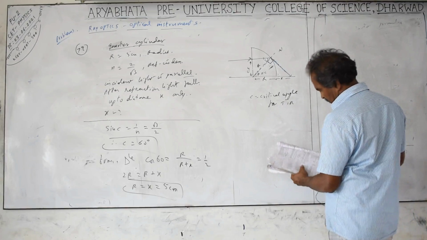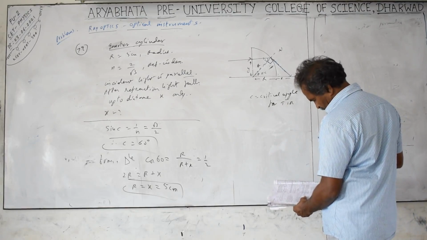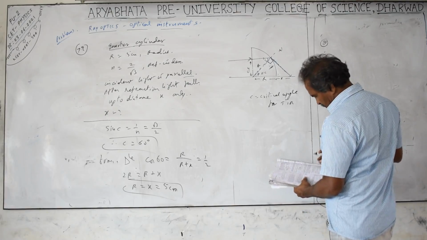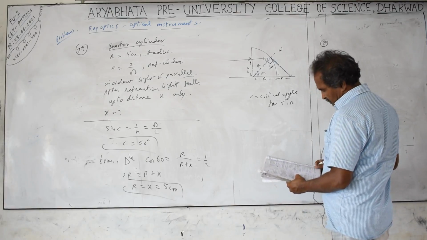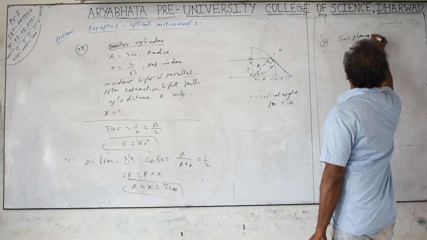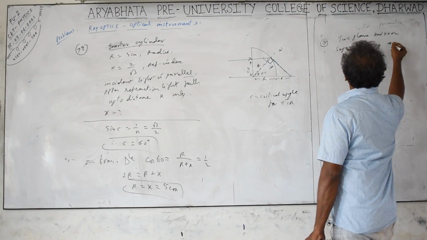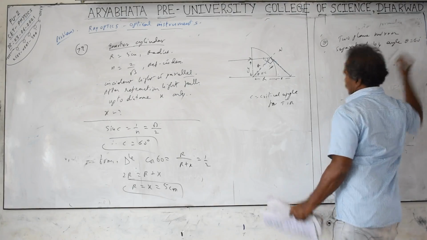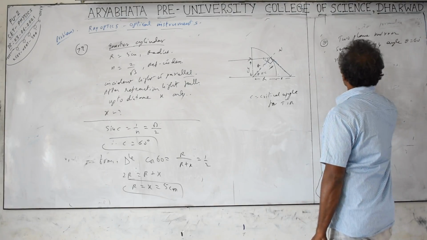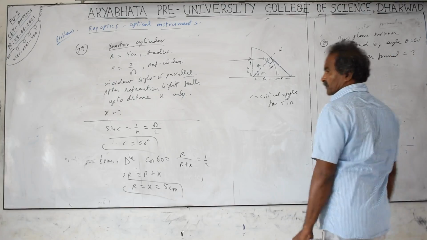Next question number 81, this is 80. The question number is not printed properly, please check that. A bulb is placed between two plane mirrors inclined at an angle of 60 degrees. The plane mirrors are separated by angle theta equal to 60 degrees. How many images are formed? The number of images formed is equal to how much?